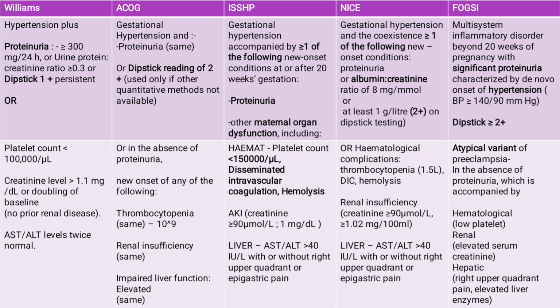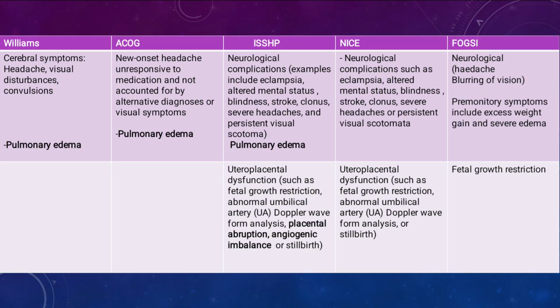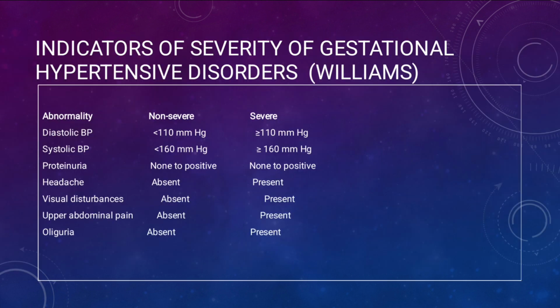But there can be atypical variants, like all these end-organ damage functions. And ISSHP added extra things. ISSHP and NICE guidelines added uteroplacental dysfunction like fetal growth restriction, abnormal umbilical artery Doppler, placental abruption, angiogenic imbalance or stillbirth, like this only.